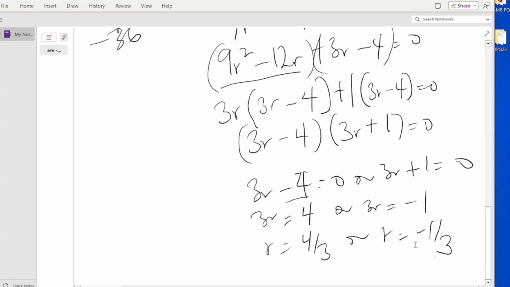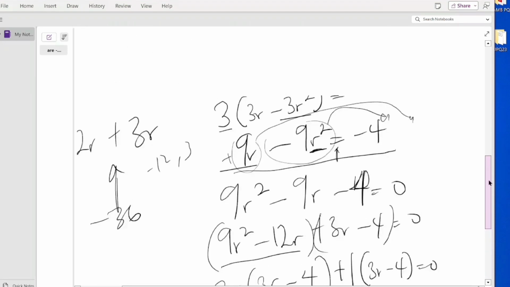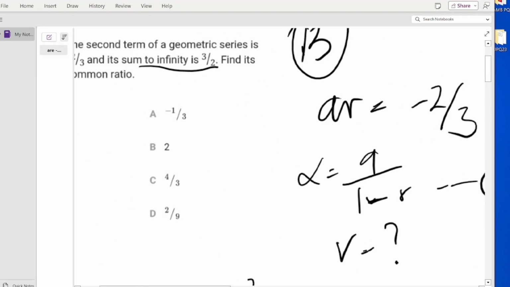And since R has to be less than 1, the right answer of the two options is minus 1 over 3, which is A.